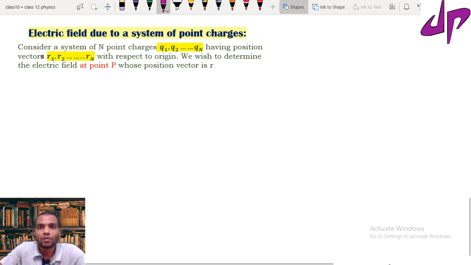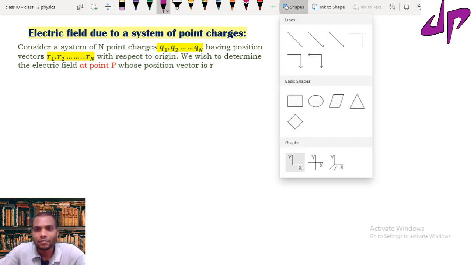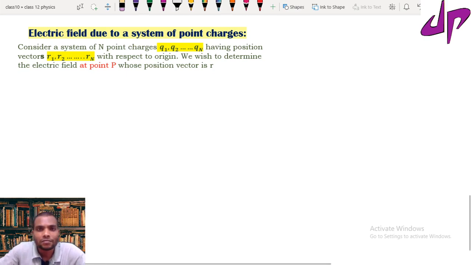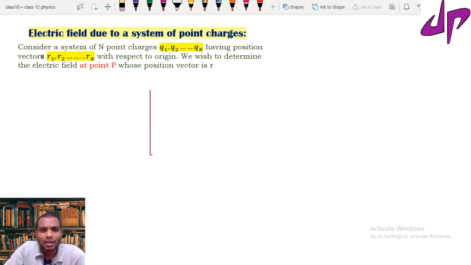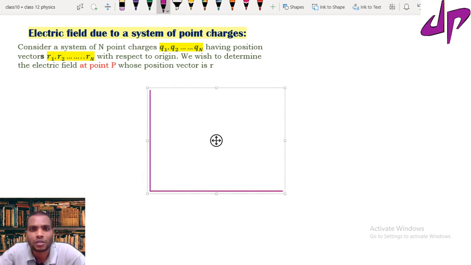For that I would like to draw a diagram. In this diagram I'll take only two charges, and for the rest of the charges we can make an assumption. So let's take this as a coordinate system. Why have I selected a coordinate system? Because I need to represent the position vectors.